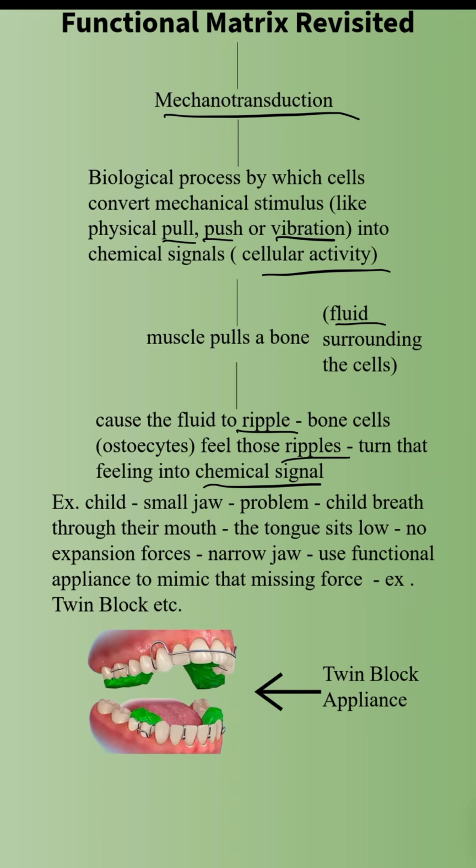For example, a child has a small jaw. The problem is the child breathes through the mouth and the tongue sits low, so there are no expansion forces and it results in a narrow jaw. So we have to find those expansion forces and use functional appliances to mimic the missing forces, for example, the twin block.